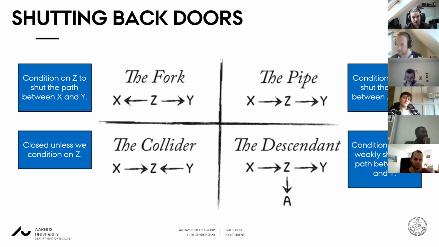Now the descendant we haven't talked about, and that's because it's basically a pipe with a weak connection in the middle. So if we condition on A, we weakly shut the path between X and Y because A has some of the information that's in Z. So we shut the door halfway, let's say. It's still better than nothing if we just can't measure Z, but we know that A is the descendant of it. We would probably, preferably, like to shut the pipe via Z, but if we don't have data for it, that's my understanding at least, then we would condition on A.